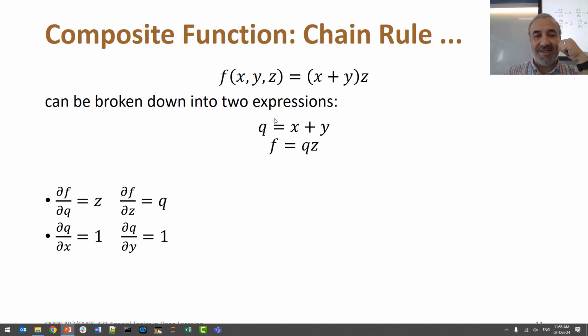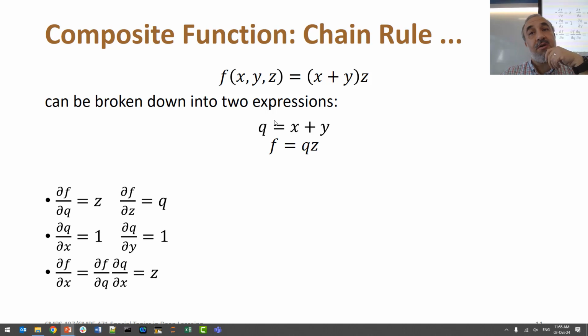Yes, using what we call the chain rule. The chain rule. df by dx is df by dq times dq by dx. Which means df by dq is z, and dq by dx is 1, so z times 1 is z.